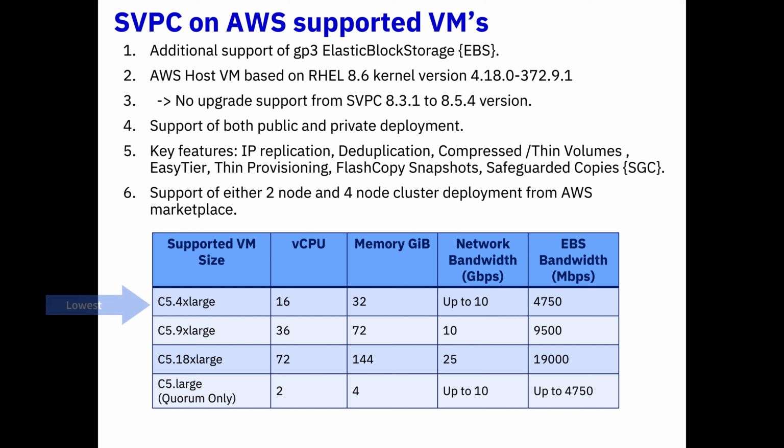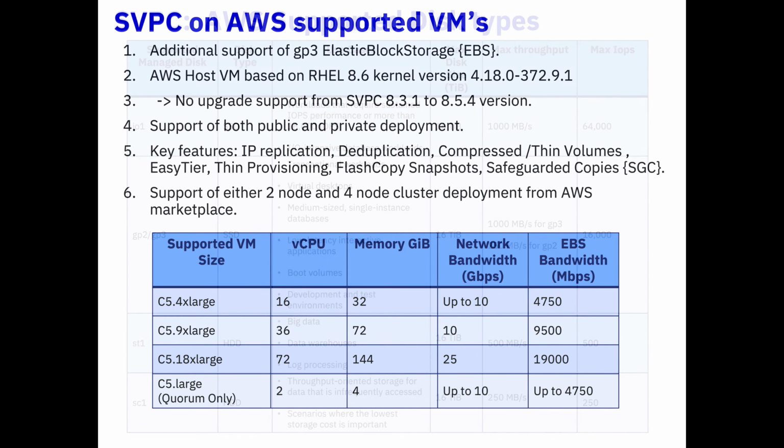As you can see, the C5.4 extra large is the smallest that we found for deployment, with its bandwidth in megabits per second, versus the C5.18 extra large, which has quite a bit more bandwidth.